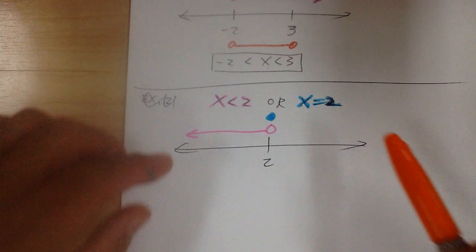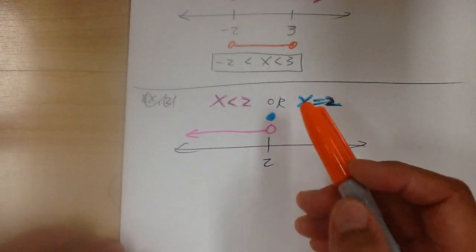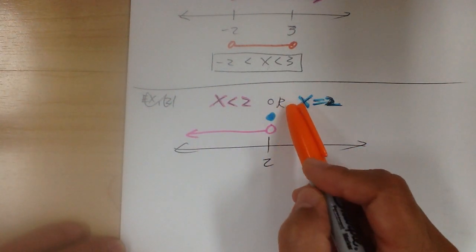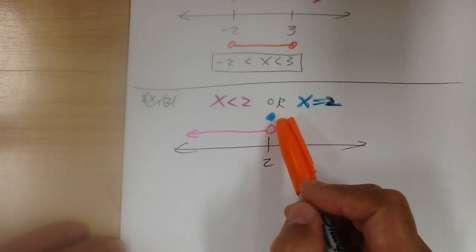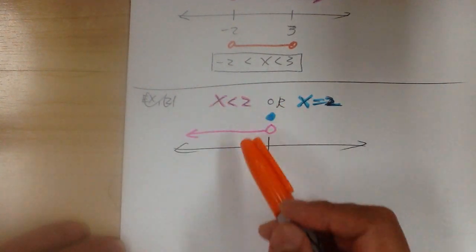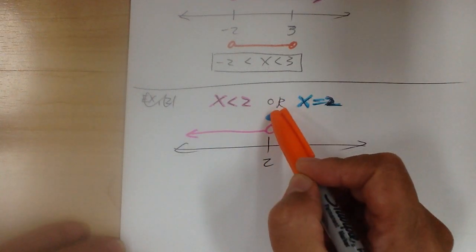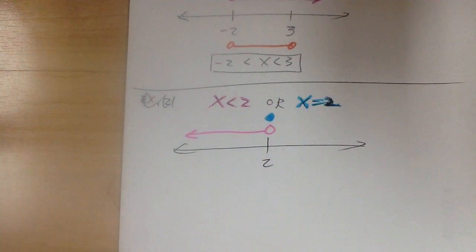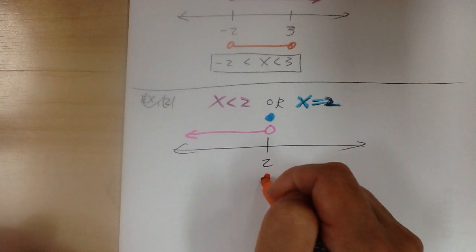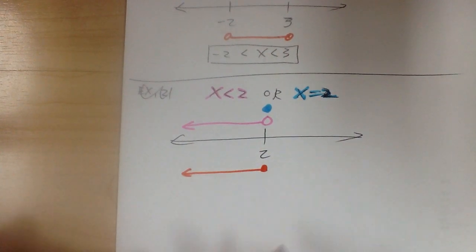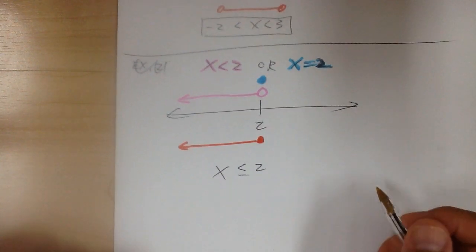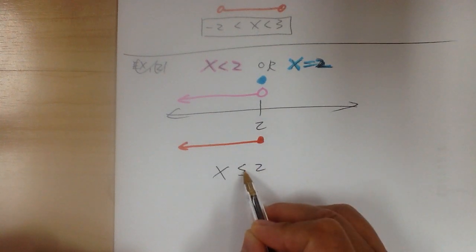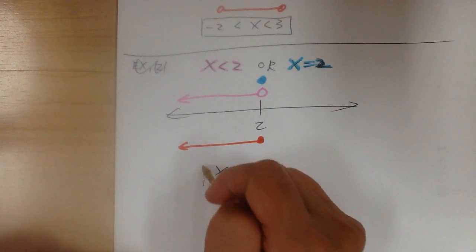Okay, so or means everything. It means it can be here or here, right? That's what or means. So or means it can be in the pink or blue. So that means you're going to include everything. So when you include everything, this dot will fill in the circle over here. So that means you're going to end up with this. So your answer would be x is less than or equal to 2. Again, when you have the dot, it's less than or equal to. And that would be your answer.